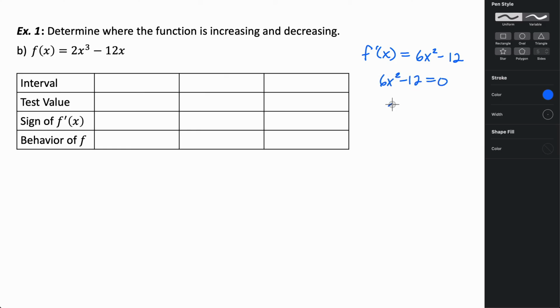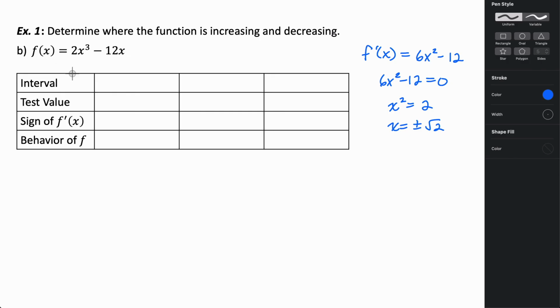If we want to solve this, we're going to get x squared equals 2, right? So you add 12 and divide by 6. Taking the square root of both sides, we get that x is going to equal plus or minus square root of 2. So plus or minus square root of 2 are the two places that we get x-intercepts in the derivative. So they're the two places that we could potentially have sign changes on either side of.